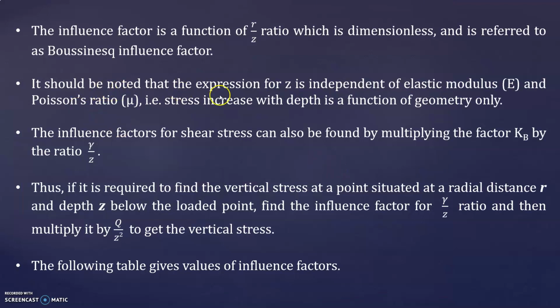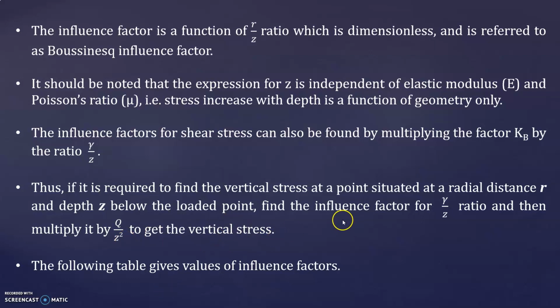It should be noted that the expression for Z is independent of elastic modulus E and Poisson's ratio mu. That is, stress increase with depth is a function of geometry only. The influence factors for shear stress can also be found by multiplying the factor Kb by the ratio R divided by Z. Thus, if it is required to find the vertical stress at a point situated at a radial distance r and depth z below the loaded point, find the influence factor for the r divided by z ratio and then multiply it by q divided by z square to get the vertical stress.